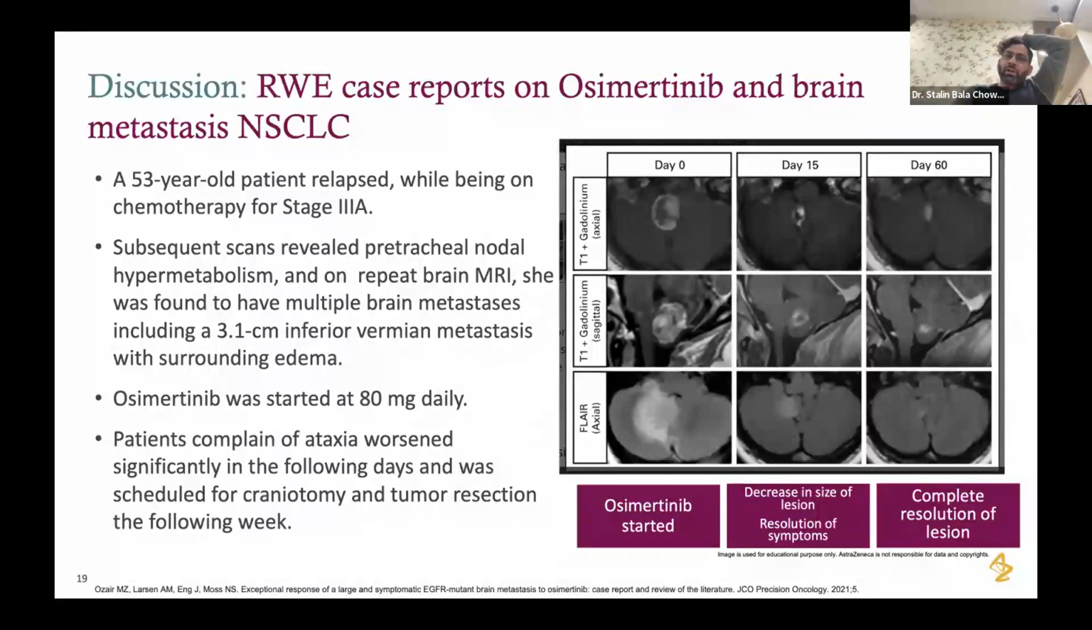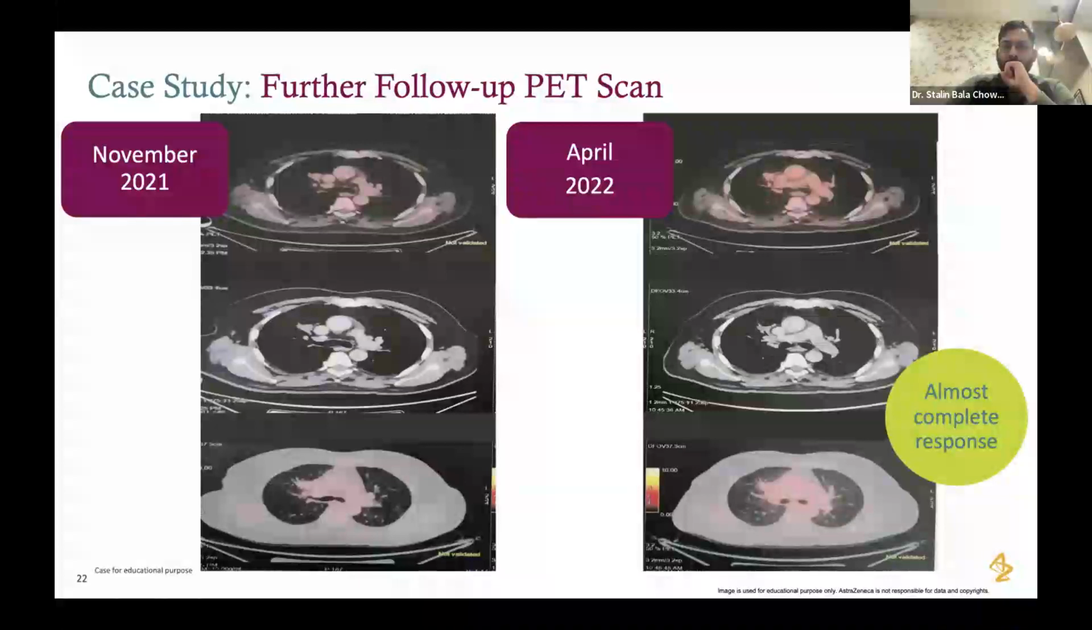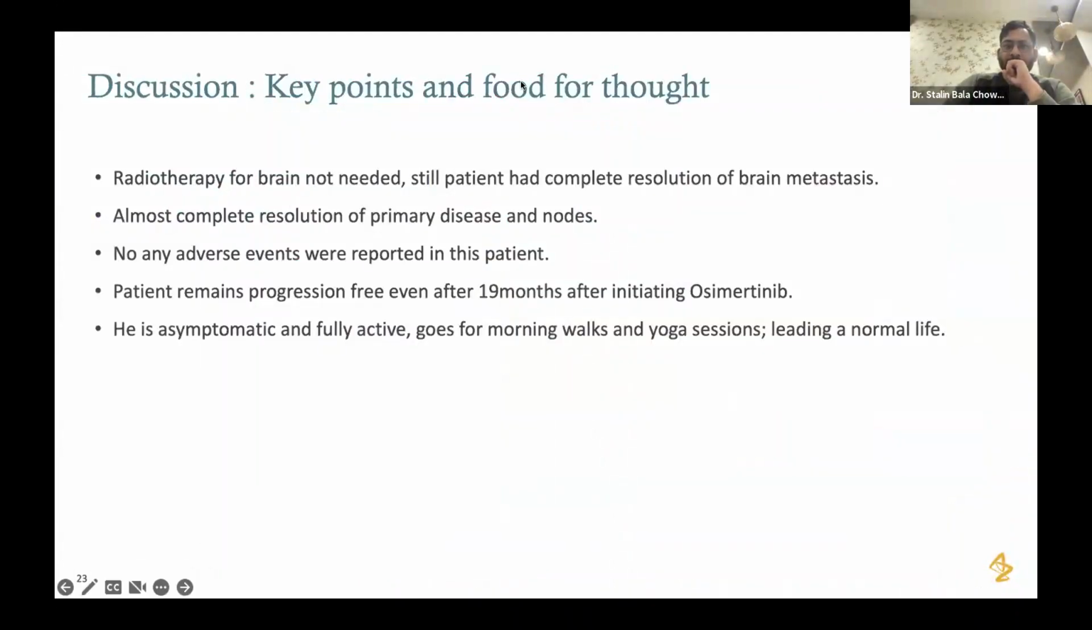Even the real world evidence case reports have shown excellent responses in brain metastasis, with excellent clinical improvement and lesion improvement with the use of Osimertinib in metastatic NSCLC with brain metastasis. These are the real world evidence case reports, with almost a complete response with Osimertinib in these cases. So the key points are that radiotherapy for the brain is not needed, and this patient had complete resolution of brain metastasis, and almost complete resolution of the primary disease also.